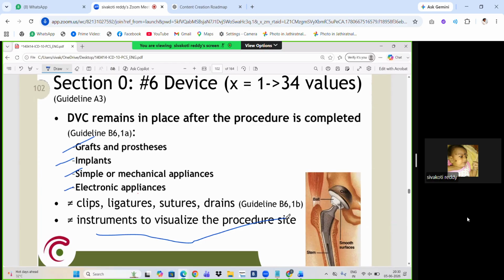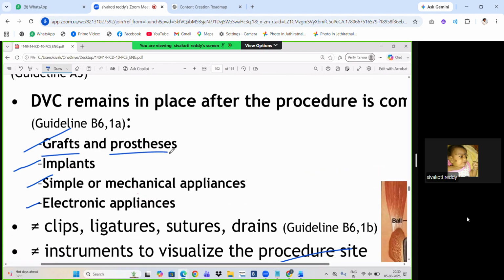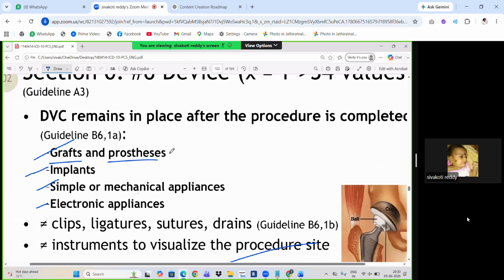Only what remains in our body, we need to consider as a device. So grafts like bypass grafts, central venous catheters, then prosthetic joints like hip replacement and knee replacement joints, surgical implants, simple or mechanical appliances, electronic appliances like a pacemaker, simpler mechanical appliances like rods, screws, bone fixation devices. These all we should consider as device.